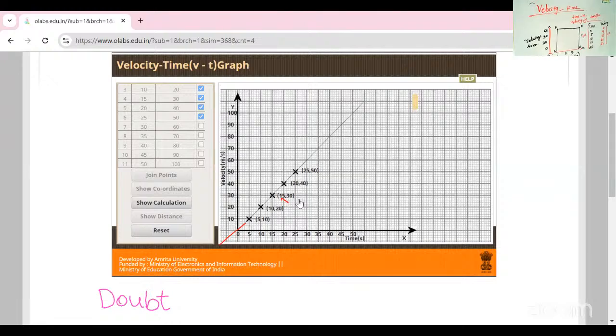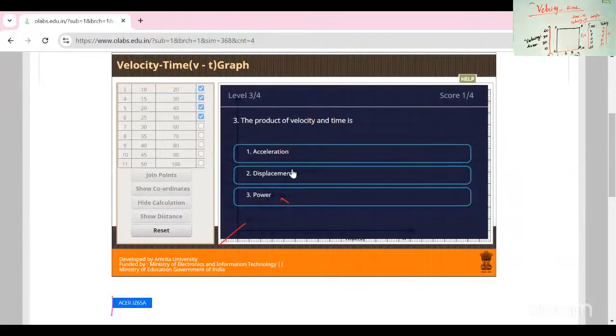Any doubt? Yes, ask me. What is the doubt? Yeah, one student raised his hand. That is a doubt. Yes, you can type that doubt also. The product of velocity and time is, yes.